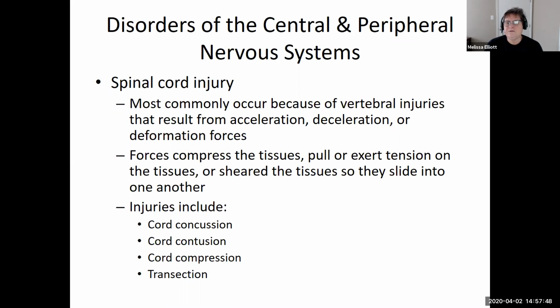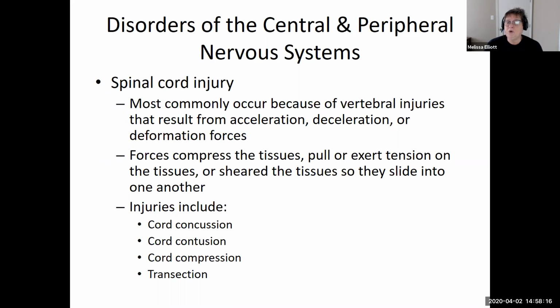Any kind of deforming force, being hit very hard, causing you to be put in a situation that causes deformation of the spinal cord, can lead to spinal cord injury. We can also have some of these forces that will compress the tissues, meaning that they're going to squeeze on those tissues and tighten them or cause them to be mashed together.